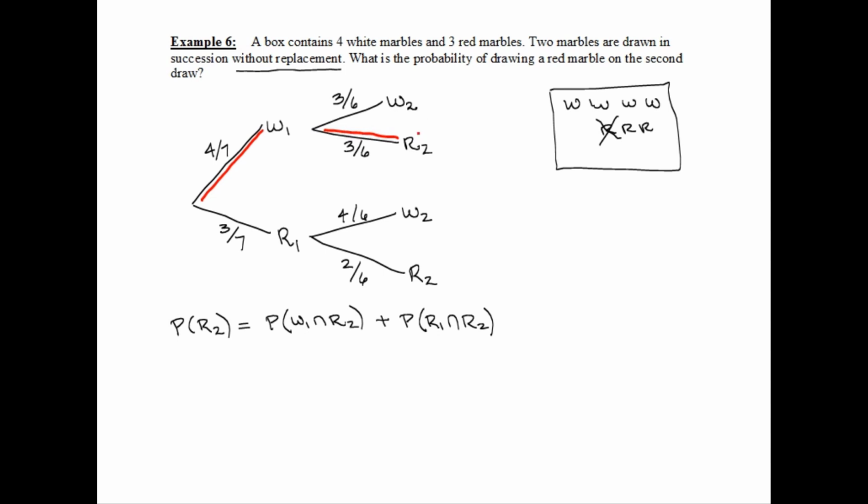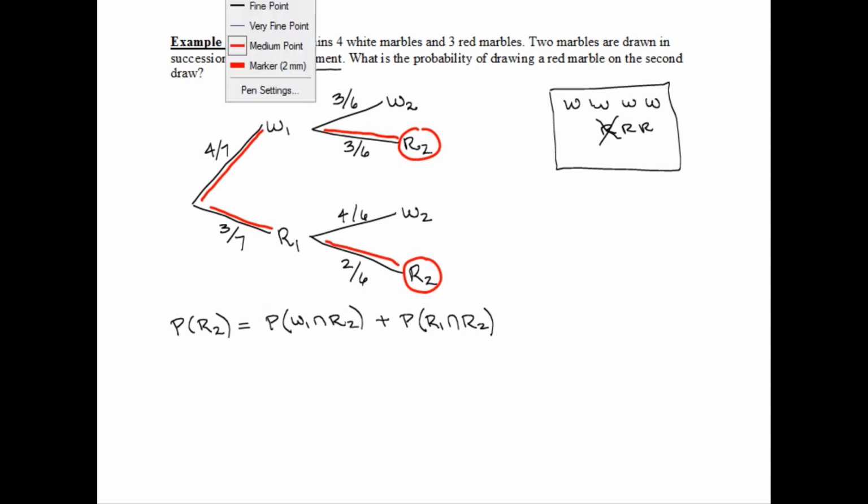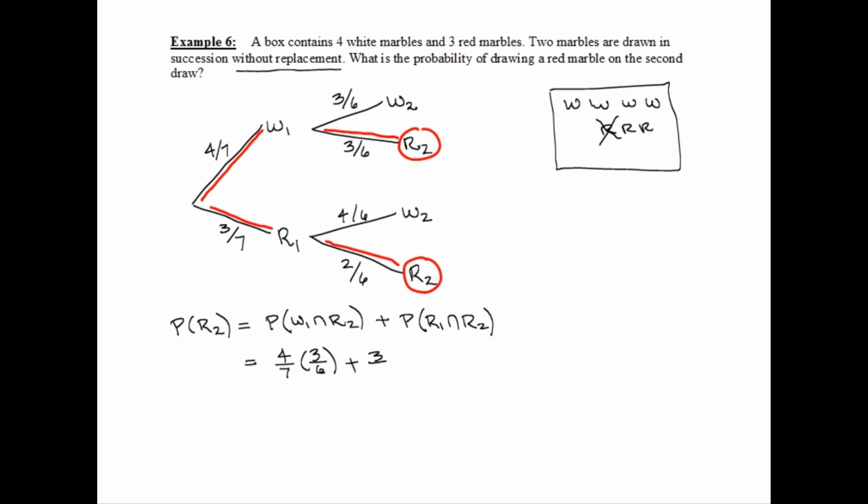That's not the only way. Okay, and we want these. So we can go through W1 or we can go through R1. So we're going to multiply along those 2 branches of the tree, and we're going to add them up. So we're going to get 4/6. Whoops, I'm sorry, make that 4/7 times 3/6. That's the first branch. And then the second way will be to do 3/7 times 2/6.